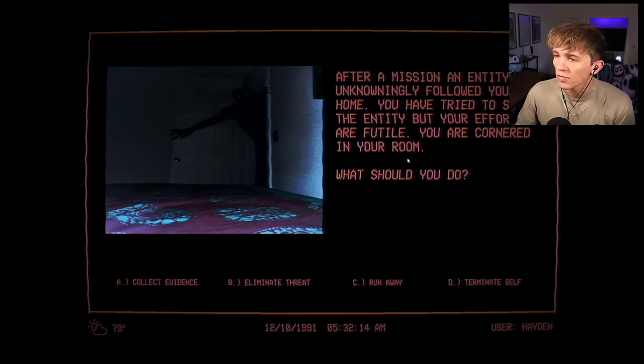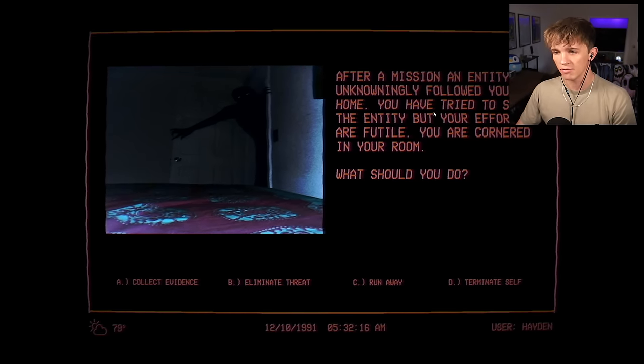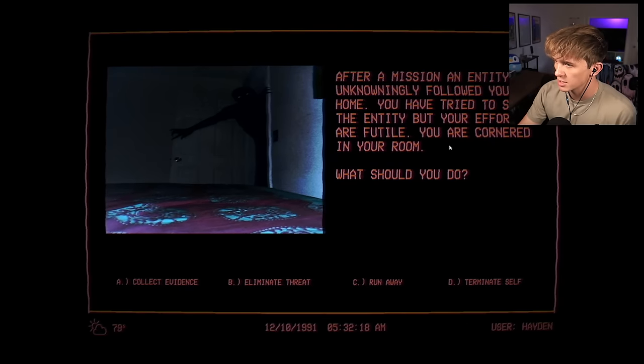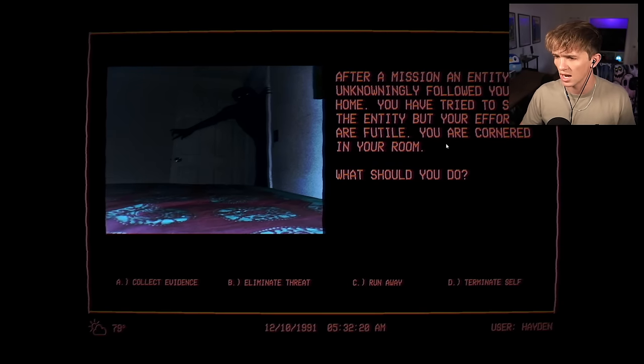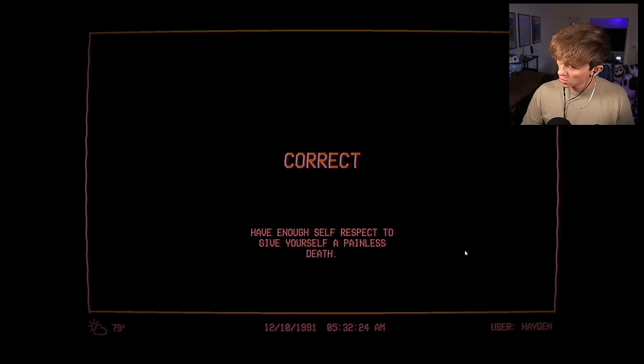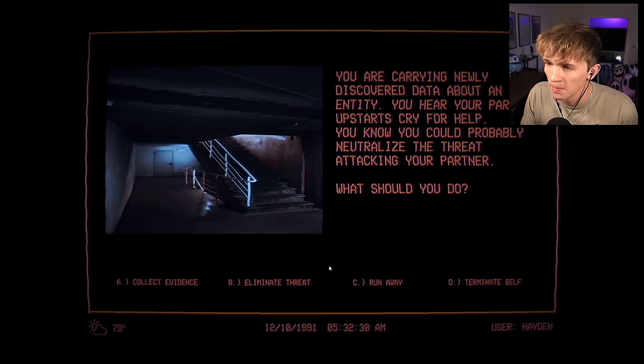Okay. After a mission, an entity unknowingly followed you home. You have tried to shoot the entity, but your efforts are futile. You are cornered in your room. What should you do? Terminate self. Correct. Have enough self-respect to give yourself a painless death. How am I going to do that if I have no bullets?